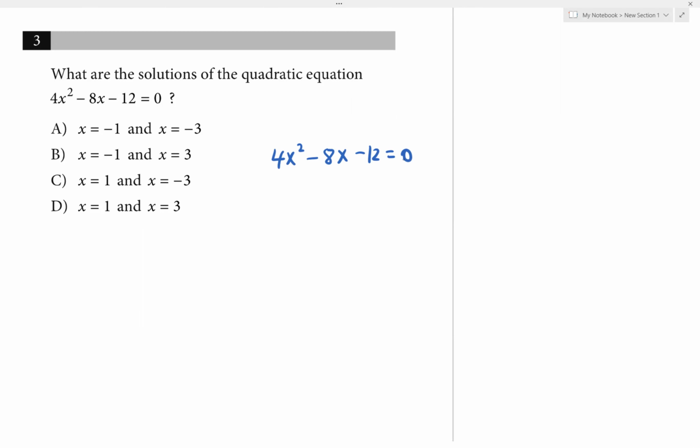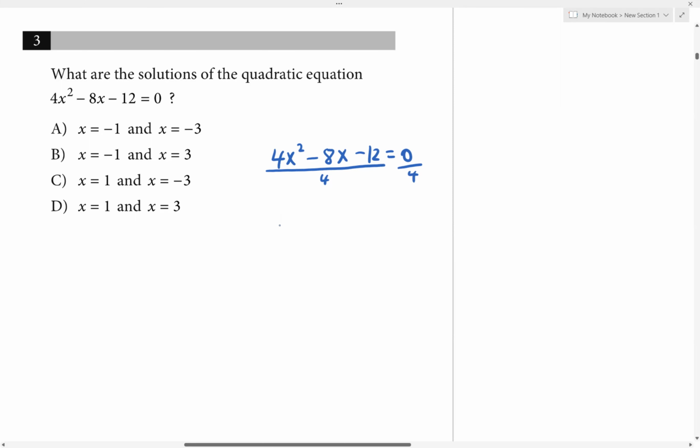So before we solve this, let's first always check if there's any common factor that we can pull out or divide out on both sides. You see, we have a 4, we have 8, and we have 12, right? So between these three numbers, we can actually divide out a 4. That would be a common factor. So let's just go ahead and divide by 4 on both sides.